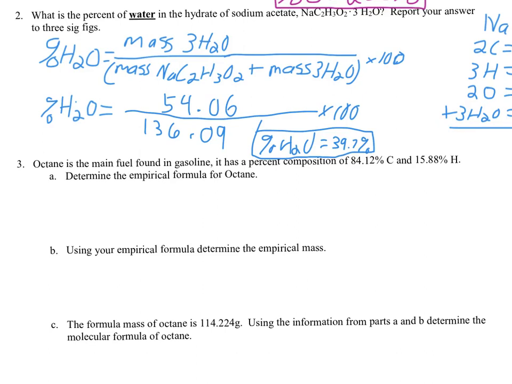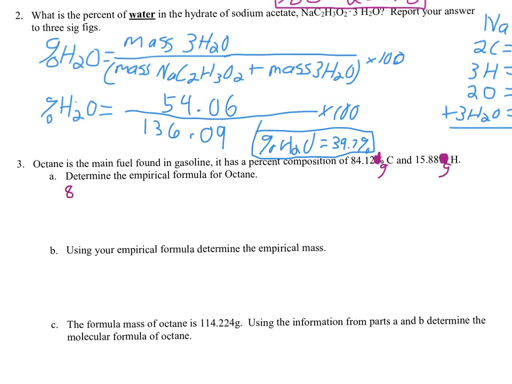In this next question, we're looking at octane. Octane has a percent composition of 84.12% carbon and 15.88% hydrogen. I have to find the empirical formula. This is kind of what we did in the last few classes, right before the end of this unit. Remember, these percents, I can get rid of the percent sign and plop in little g's for grams.